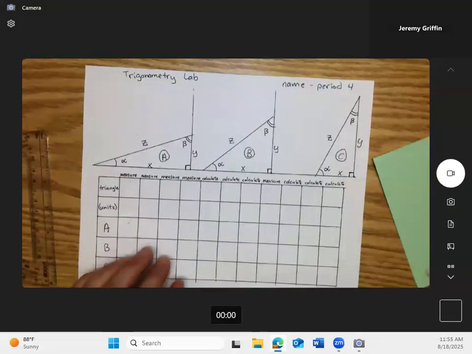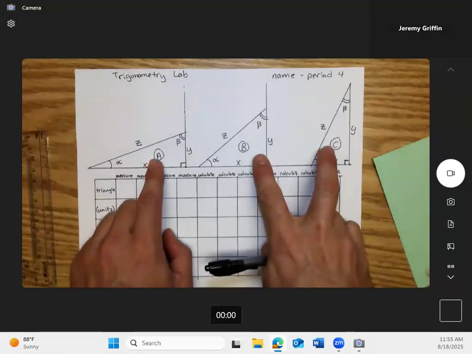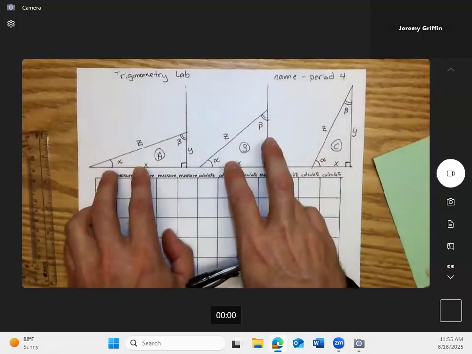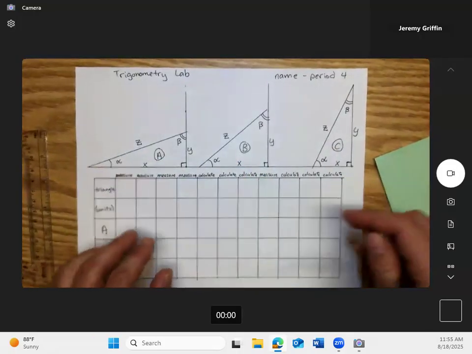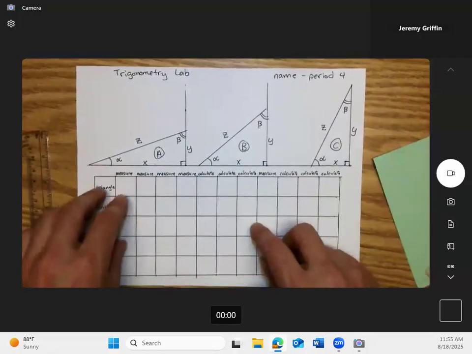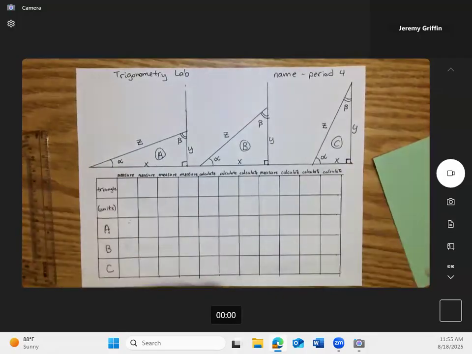So now I've got some labels. I named all my triangles. The acute angles I called alpha and beta, and the 3 sides are called X, Y, and Z, where Z is the hypotenuse for each one. How do you guys do? You guys up to where I am? Good. All right.